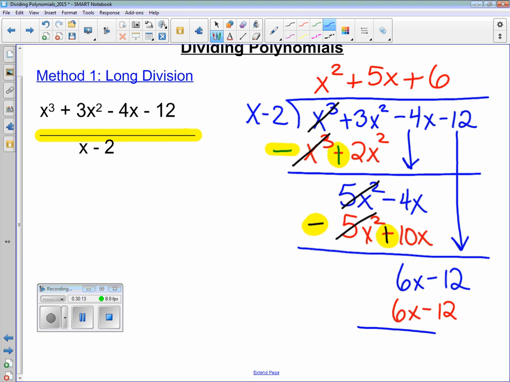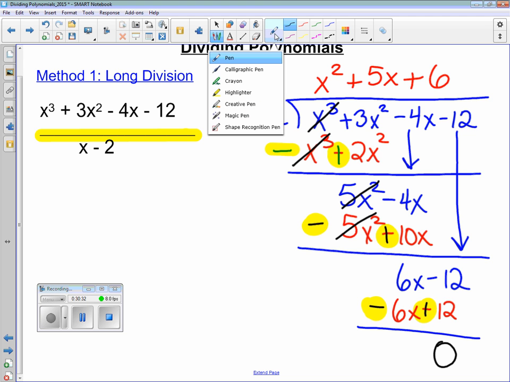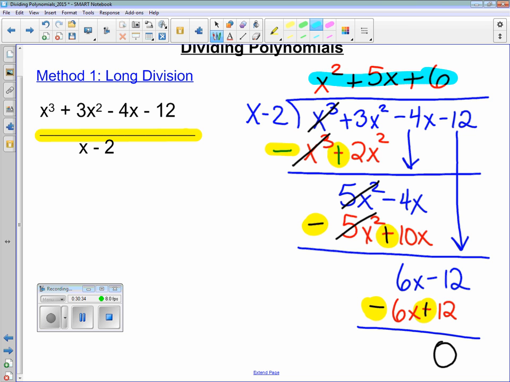What do I have to do? Change the signs. I'm going to highlight them to remind myself that I always need to change the signs. And what happens in this case? The remainder is 0. The answer I'm going to highlight in blue. There's no remainder, which I'll show you in a minute.